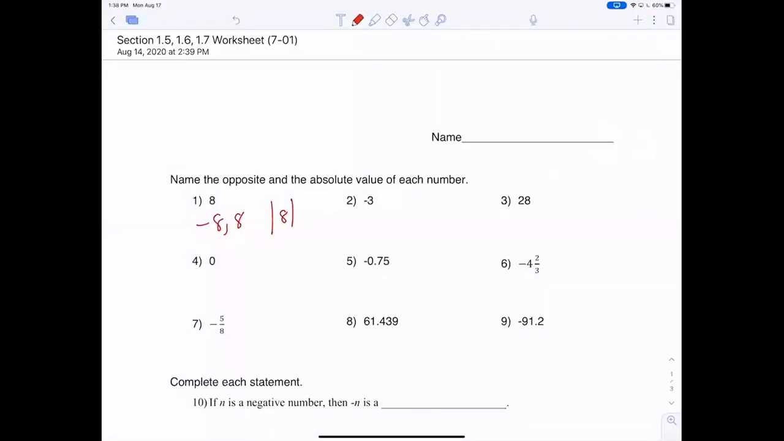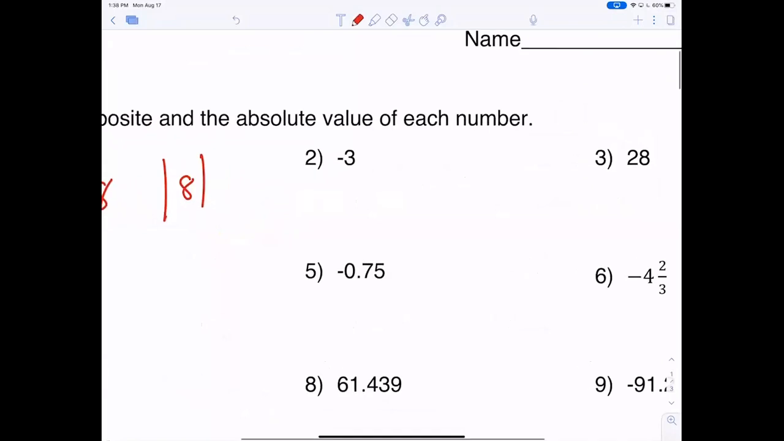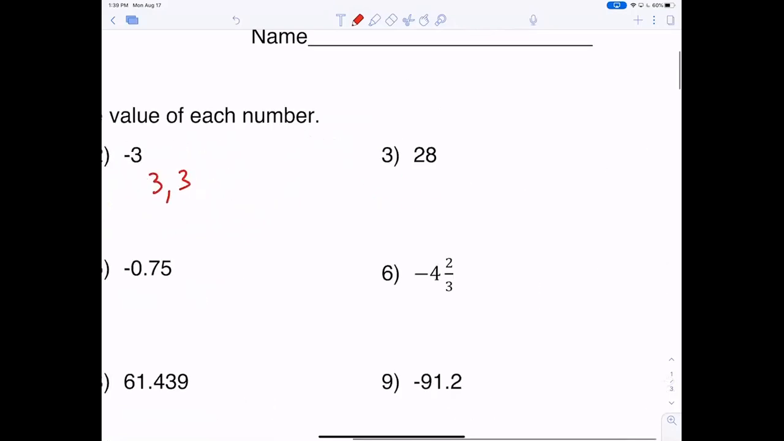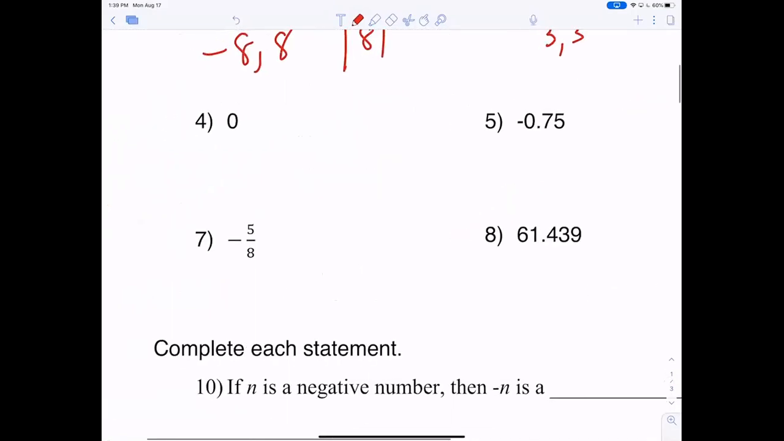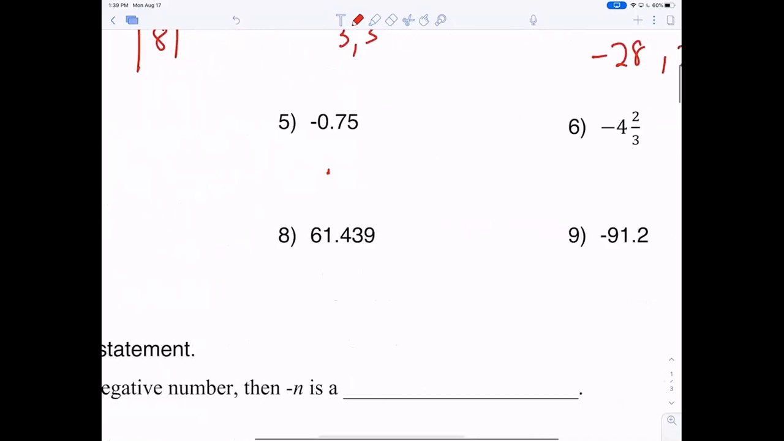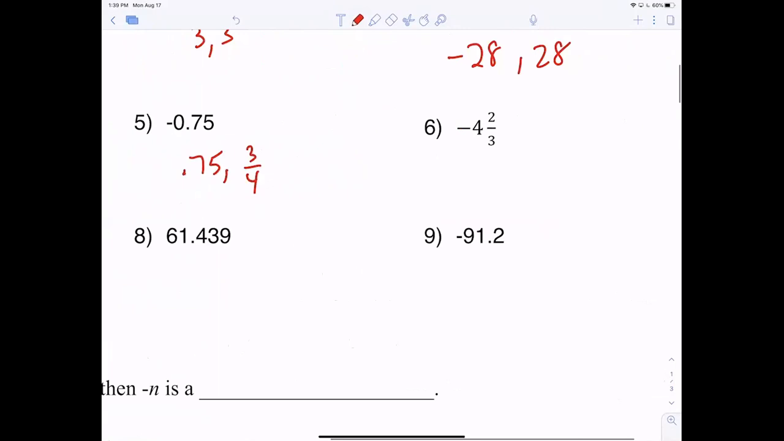Yes. Okay, thank you. Number 2, go. 3 and 3. You're right, 3 and 3. Thank you very much. Number 3: -28 and 28 is perfect. Number 4. Number 5: 0.75 and 3/4. Yeah, and we could say 3/4. I'm totally fine with that. Number 6: 4 and 2/3, beautiful, and 1 2/3.